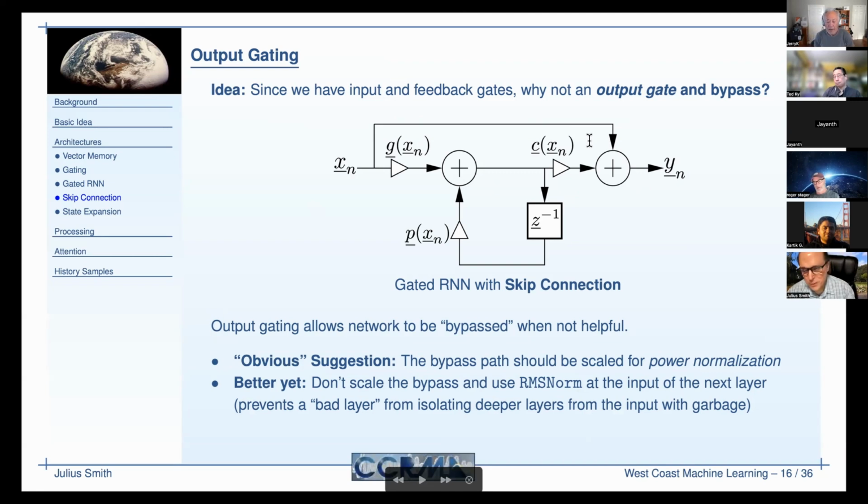And so we need a reason, we need an idea that will make us invent that. And so here's the idea. This is the best I can come up with. Don't scale the bypass and use RMS norm at the input of the next layer, so that there's no way a bad layer could isolate deeper layers from the input.